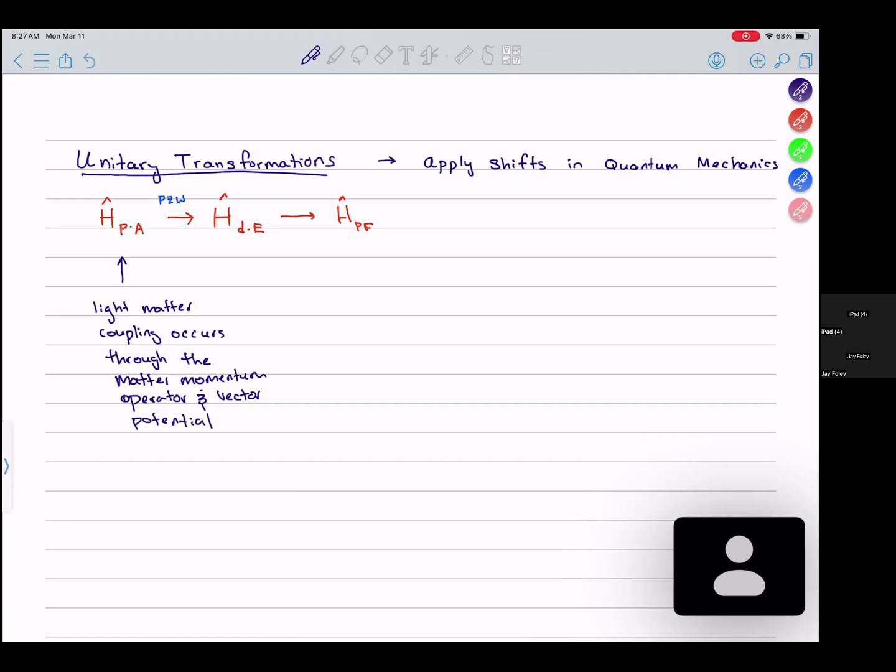And so one of the things that is important about the matter momentum operator is that a good basis for the matter momentum operator is a delocalized basis. So think about the plane waves, for example, as those are the eigenstates of the momentum operator, and they're very delocalized in space. Okay, so now one of the things that is going to happen as a result of our unitary transformations is we're actually going to change ourselves to a representation where the light matter coupling occurs through different operators. In particular, the light matter coupling after this unitary transformation is going to occur through the dipole operator of the matter and the electric field of the photon.